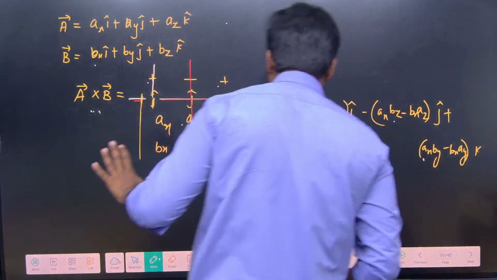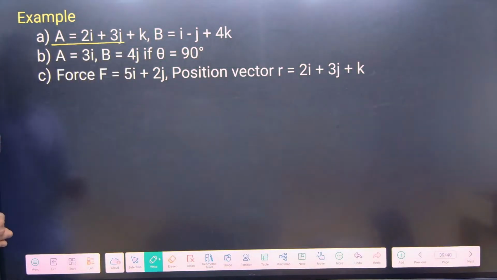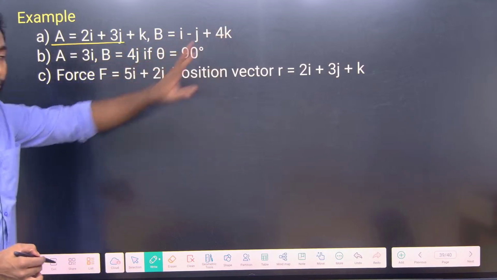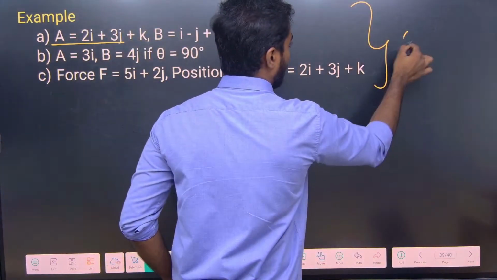Now we will do the problems here. They have given the question. A is equal to 2i plus 3j plus k. B is equal to i minus j plus 4k. I need to get the cross product. This is a question of a cross product.